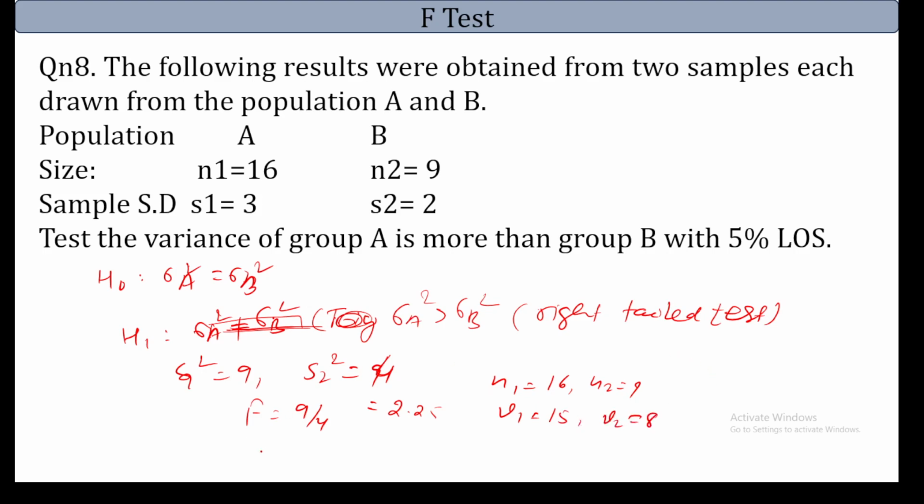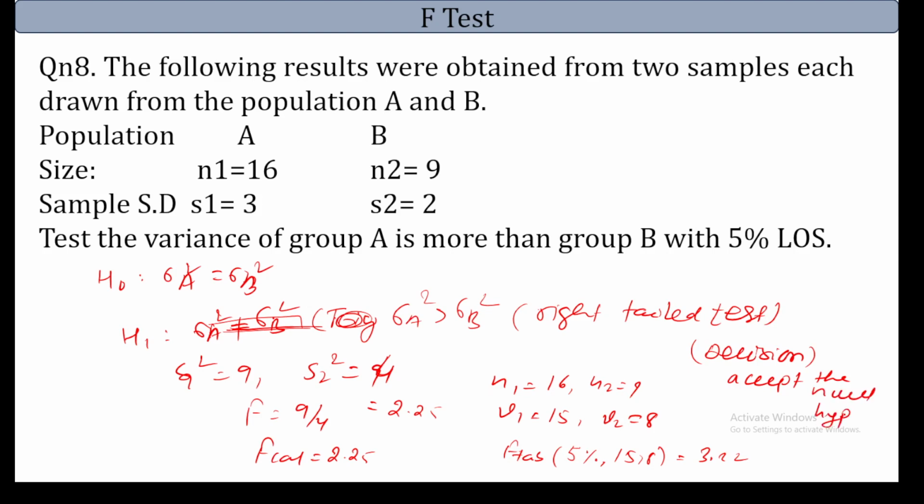So now we got F calculated 2.25, and F tabulated for 5% level of significance, because of the one tail, so it will check for the 5% only and 15, 8. So you can go to that, so you will get a value of 3.22. So decision will be, we have to accept the null hypothesis.